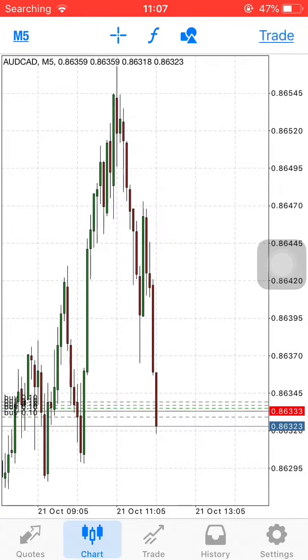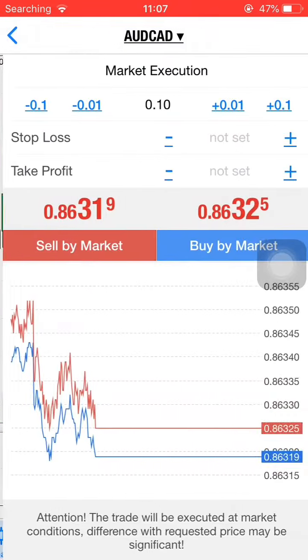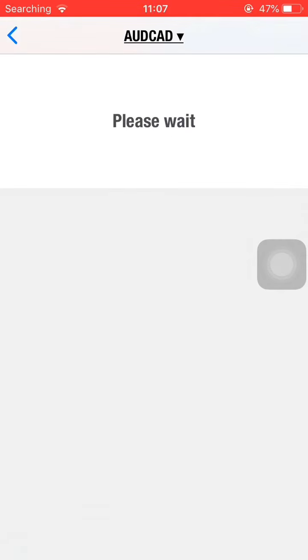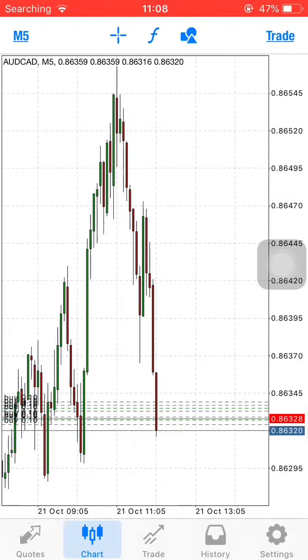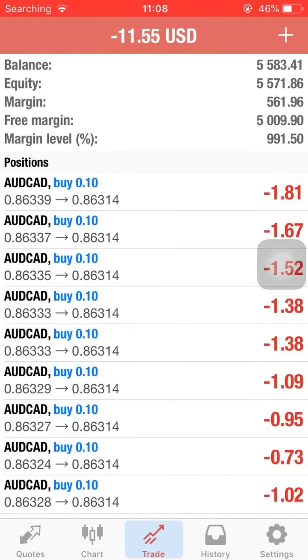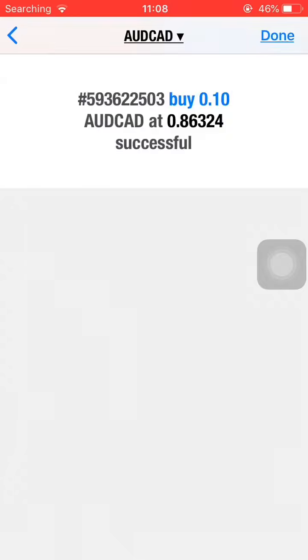Just wait for me to enter all my 10 trades and you're going to see how I analyze this in just a minute. As you can see, 1, 2, 3, 4, 5. So we have one more trade to enter, and then boom.